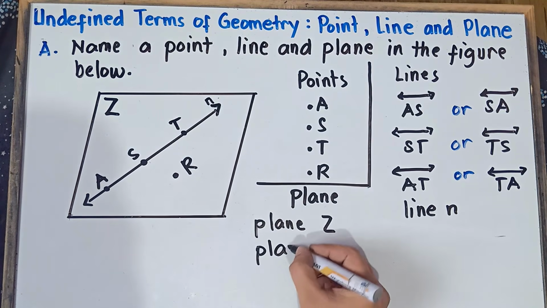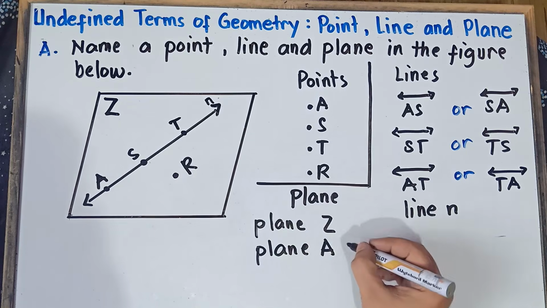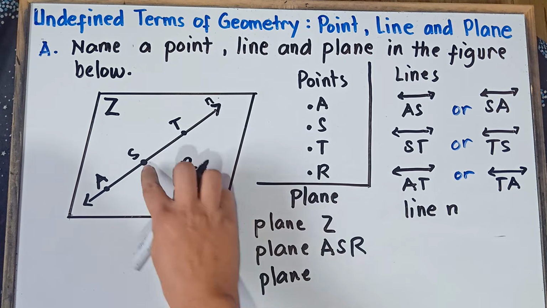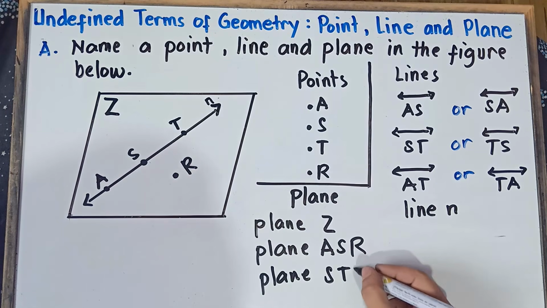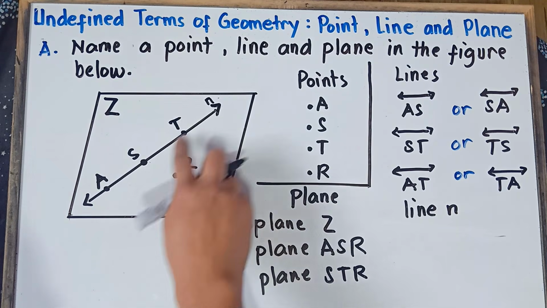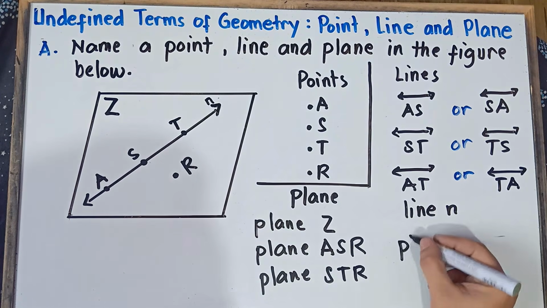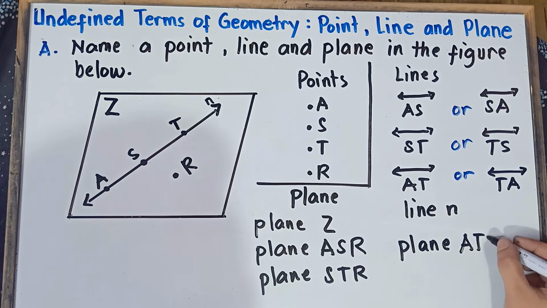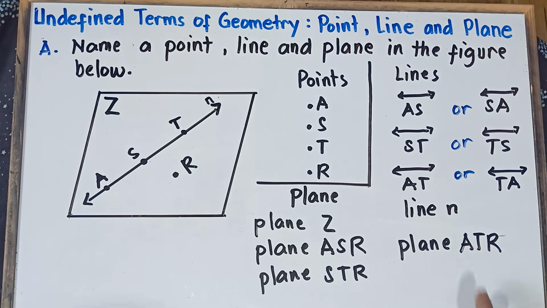So, plane A, S, and then R. So you can interchange the letters, class. That's okay. So we can have A, S, R. Another name, we have plane S, T, and then R. Three non-collinear points, S, T, and then R. Or we can have plane A, T, and then R. You can interchange the letters, that's okay. We don't have enough space, class, to interchange the letters.